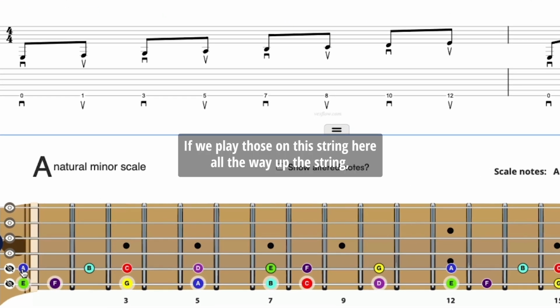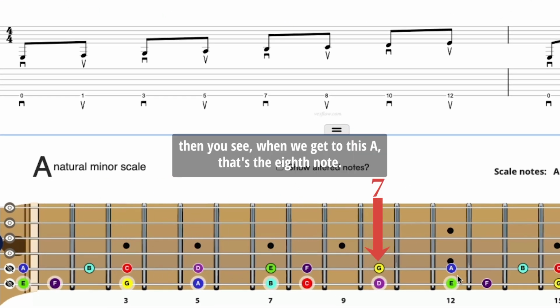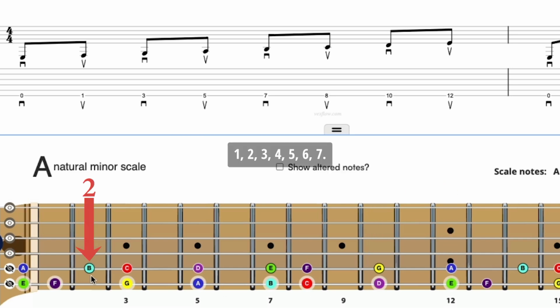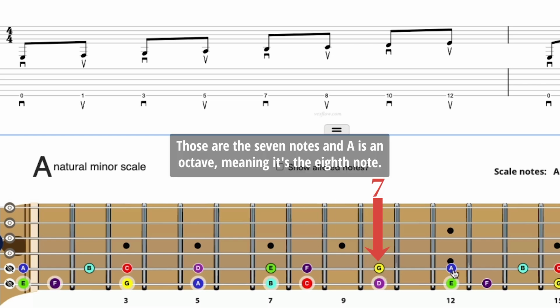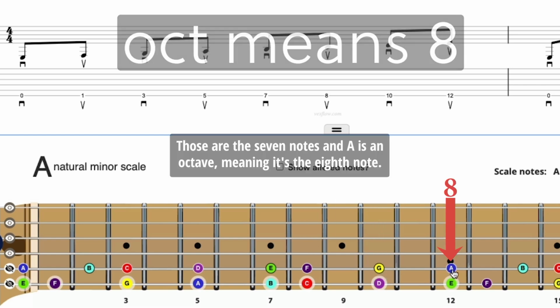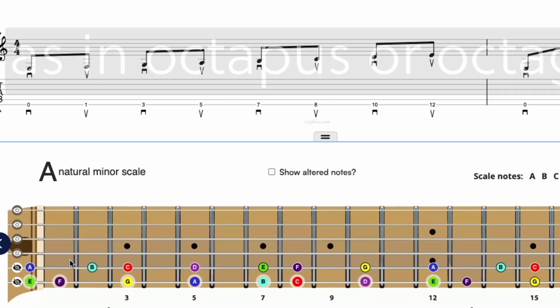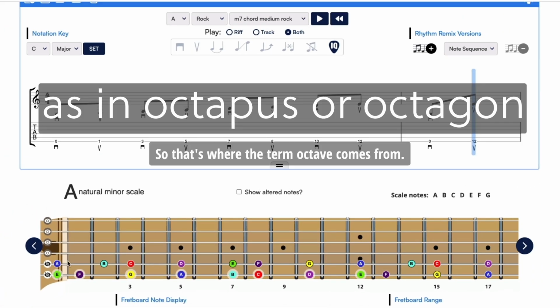If we play those on this string here, all the way up this string, then you see when we get to this A, that's the 8th note. 1, 2, 3, 4, 5, 6, 7. Those are the 7 notes. And A is an octave, meaning it's the 8th note. So that's where the term octave comes from.